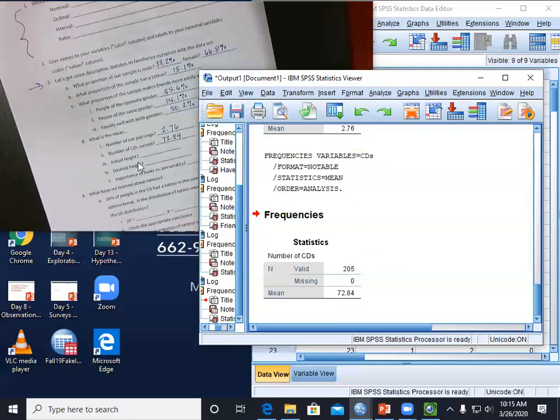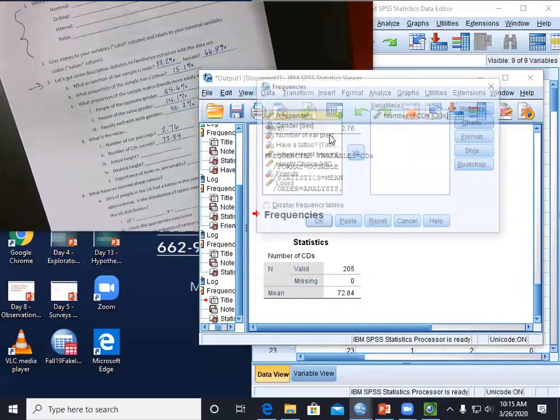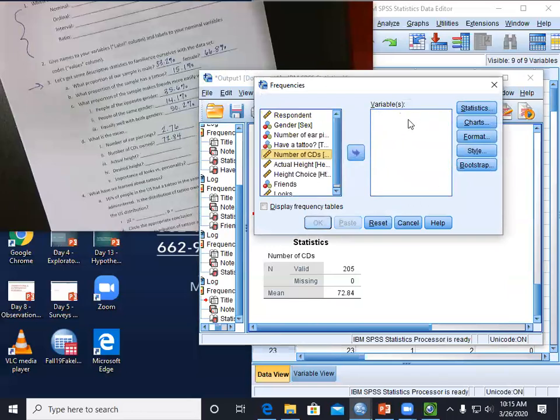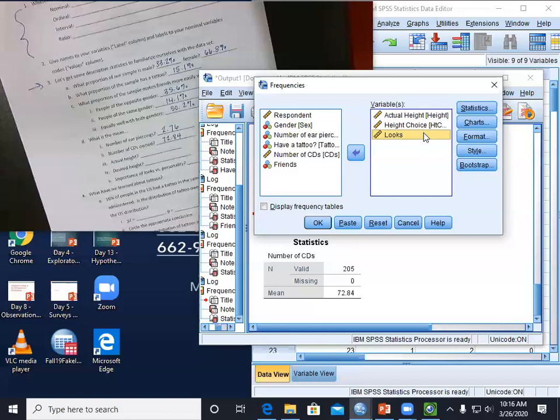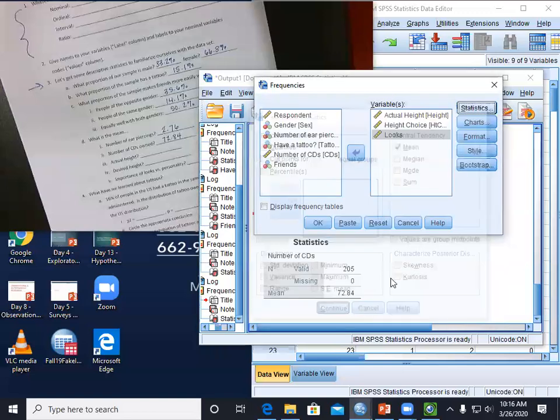Okay, the next thing that we want to know is the mean of actual height and desired height. And here I want to show you guys that when we ask for things, this variables box is large. All right, so we don't have to ask for things one at a time. To save ourselves some time, if we want the same analysis done on multiple variables, then we can enter multiple variables in this box. All right, so we want to know the mean of actual height, the mean of desired height, and the mean of this importance of looks versus personality variable. So we can enter all three of those variables into the variables box. It's going to give us the mean of all three of those variables.